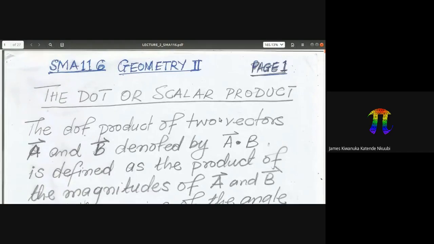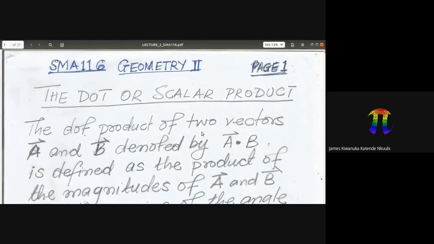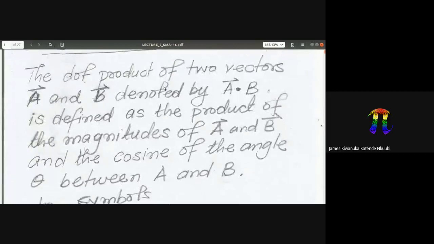Some of the basics of vectors you already know. So a lot of this will just be to make sure we're on the same page, but some of it will not be entirely new to you. So here we'll talk about the dot or the scalar product. We want to see how we can do some more operations on vectors. So we define the dot product of two vectors, A and B, and we denote it by A dot B. Define it as the product of the magnitudes of the two vectors, A and B, and the cosine of the angle between the two vectors.